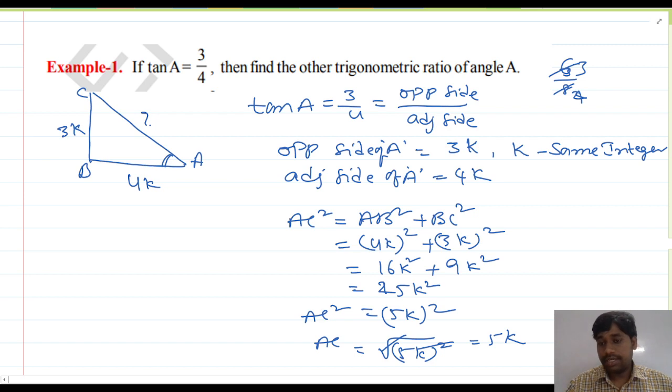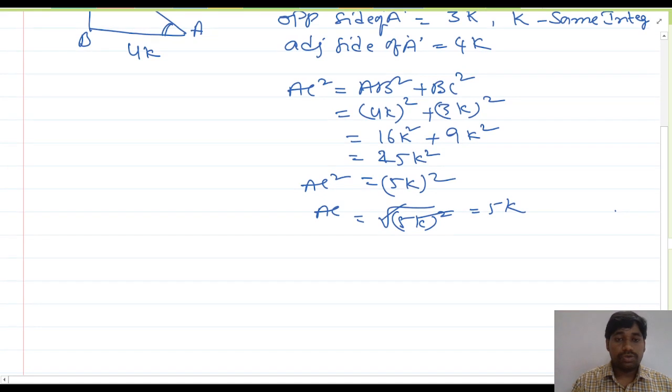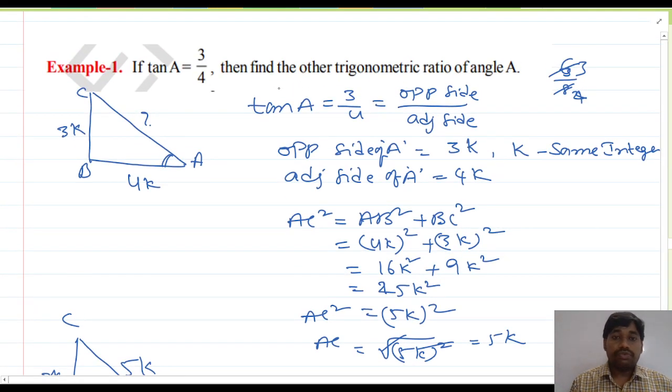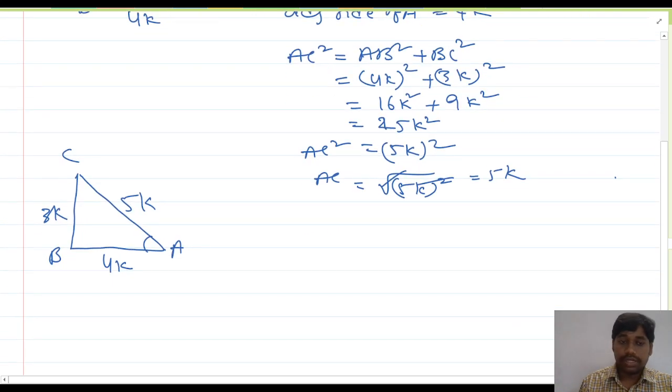Let us draw the triangle again so that you can understand now. If you draw one more triangle with the known sides, A, B, C, this is 3k, this is 4k, and this is 5k. This is angle A. What is the question given? Now see that. Find the other trigonometric ratios of angle A. So we have to write all the trigonometric ratios other than tan A. What is the first one?